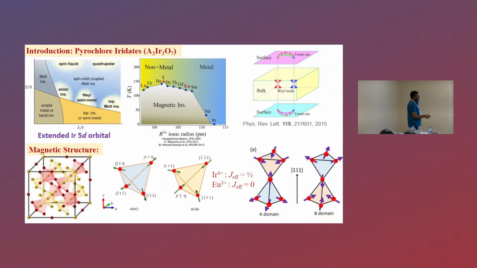So it is called a Fermi arc on the surface of the material. Okay, so this is all about the electronic structure of this material.